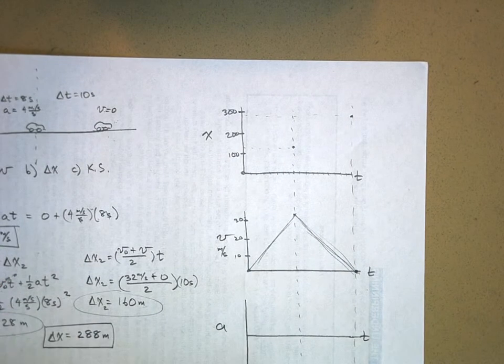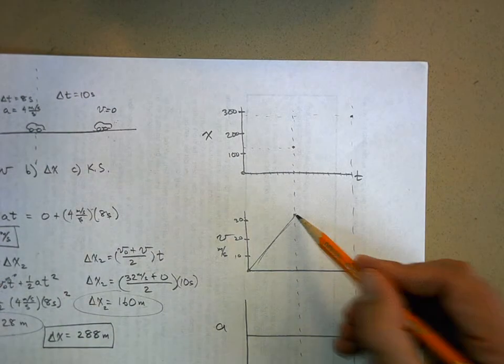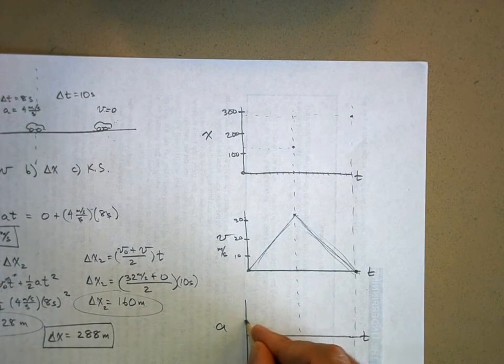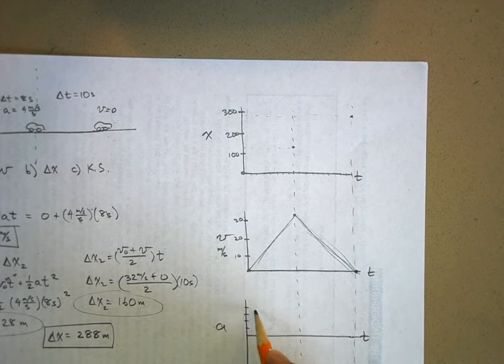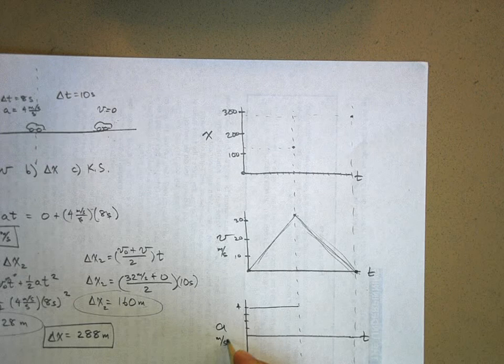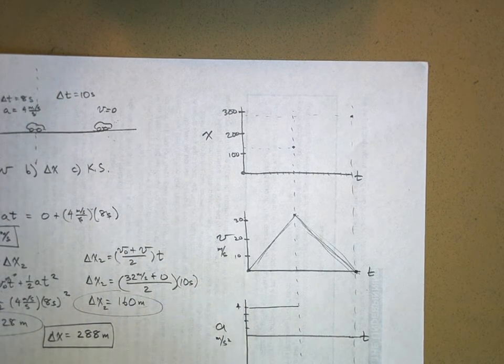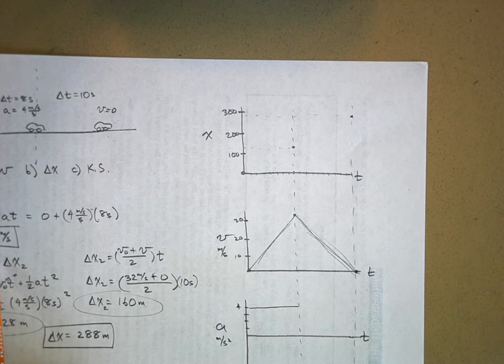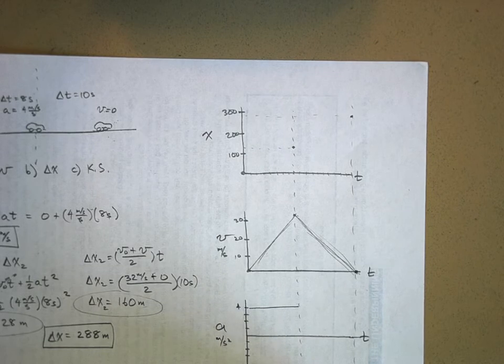Now the acceleration, well, this has a given acceleration of 4: 1, 2, 3, 4. And this is in meters per second squared. But then for the next part, it dropped by 32 meters per second in 10 seconds. That's negative 3.2 meters per second squared. So negative 1, negative 2, negative 3, negative 4, negative 3.2 would be right there. So it's going to look like that.